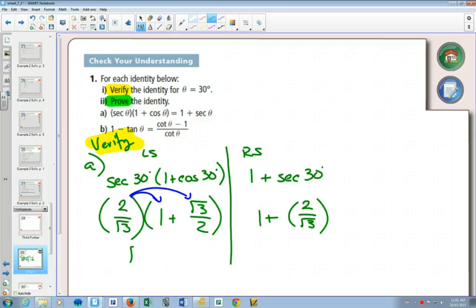So if we distribute this through like this, well, 2 over root 3 times 1 will be 2 over root 3. And 2 over root 3 times root 3 over 2. Can you see that that's going to equal 1? Can you see when you multiply that, the 2's would cancel out, the root 3's would cancel out in those fractions, and you would just get plus 1. And again, therefore, the left side equals the right side. You've shown what you were asked to show.